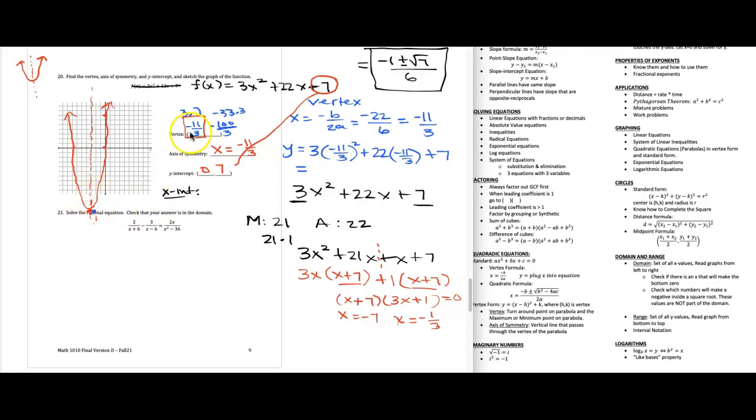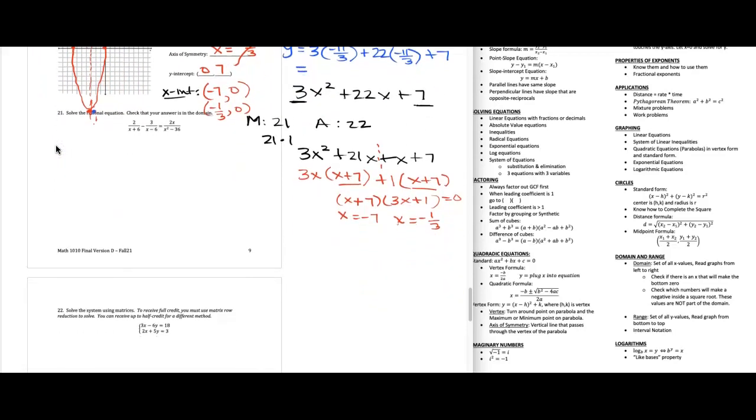Okay, but make sure you know how to find the vertex, axis of symmetry, y-intercept, and the x-intercepts. And so our x-intercepts, when we write those down as ordered pairs, that's going to be -7, 0, and -1/3, 0. Right? Because our x is this, but our y is 0, which is what these were right here.